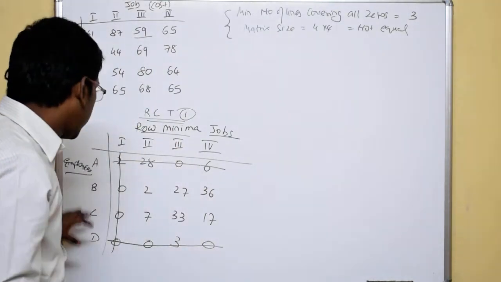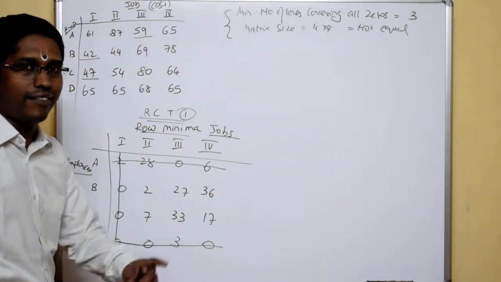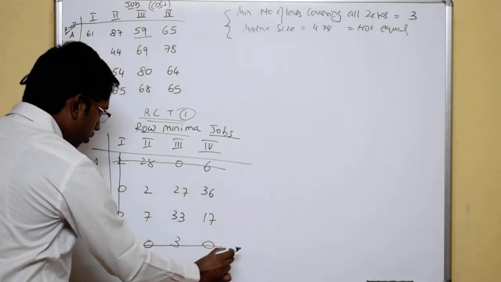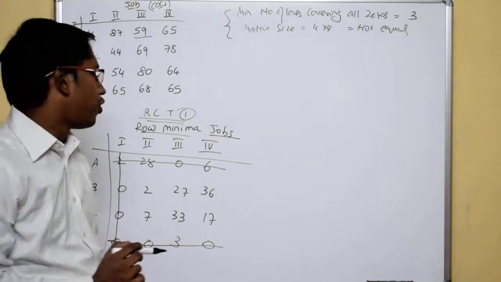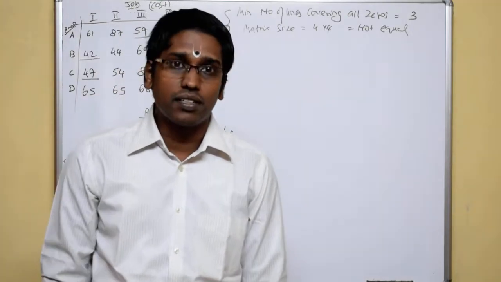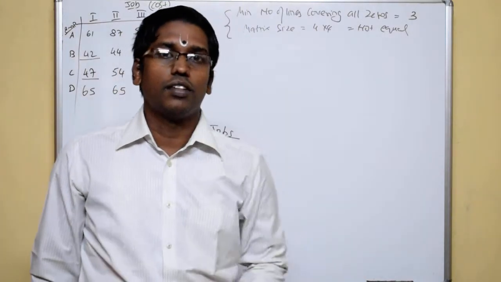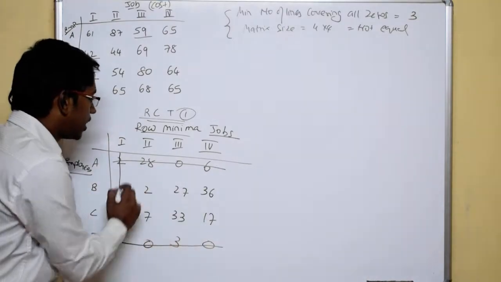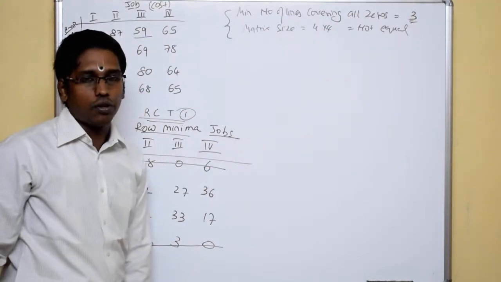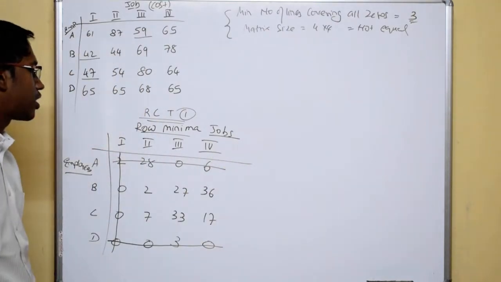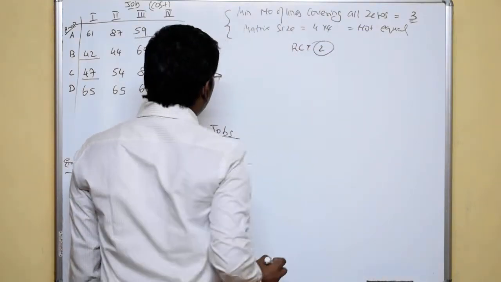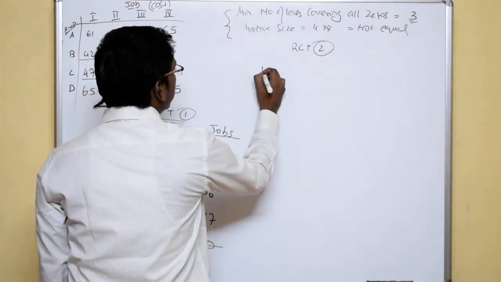Since this condition is not satisfied, mind well, if you draw lines like this, 1, 2, 3, 4, you are wrong. If you draw 4 lines covering all zeros, you are able to cover all the zeros, but the number of lines will not remain minimum. The number of lines will be minimum only when you cover in this pattern, wherein it will be 3. So how should you now go ahead? What will be the next step? Let's say now RCT2, and it will not be column minima this time.